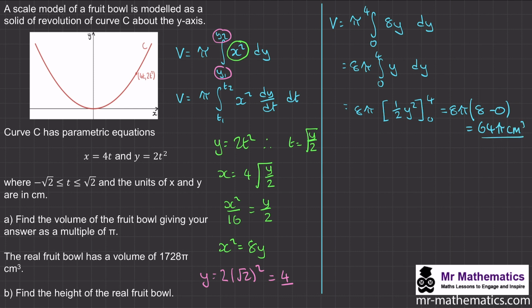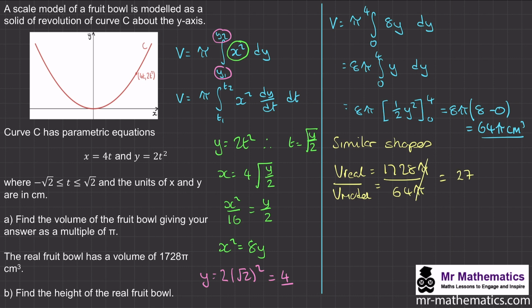Okay, so for part B, we're told that the real fruit ball has a volume of 1,728 pi centimetres cubed. Find the height of a real fruit ball. So now we're looking at similar shapes. So the volume of the real fruit ball is 1,728 pi. If we divide this by the volume of a model, which is 64 pi, then we get our volume scale factor. And this works out as 27. These two pi's will cancel.